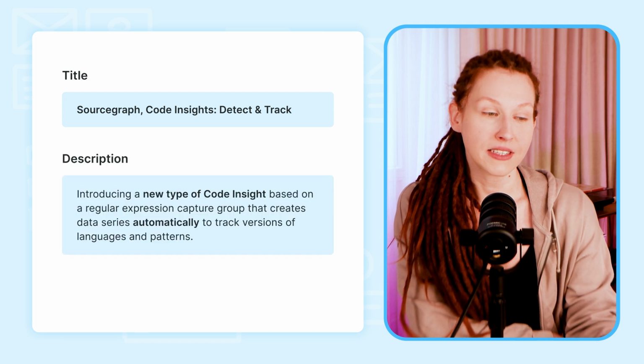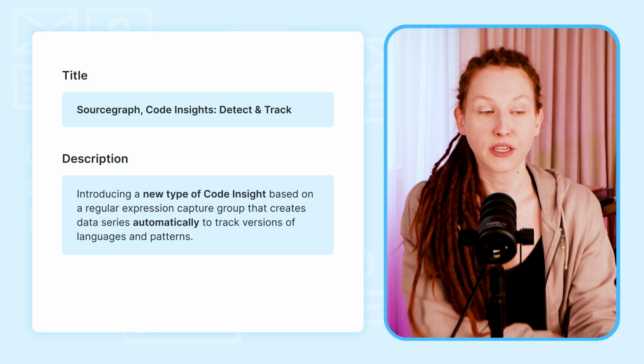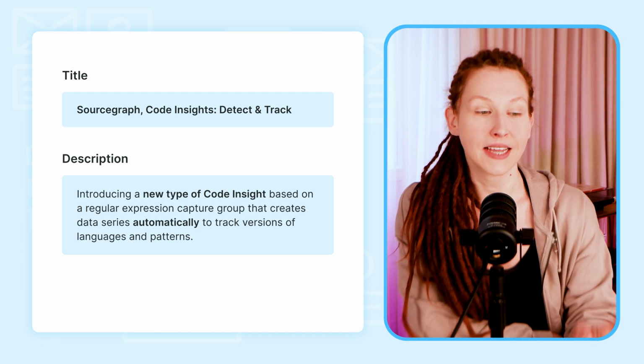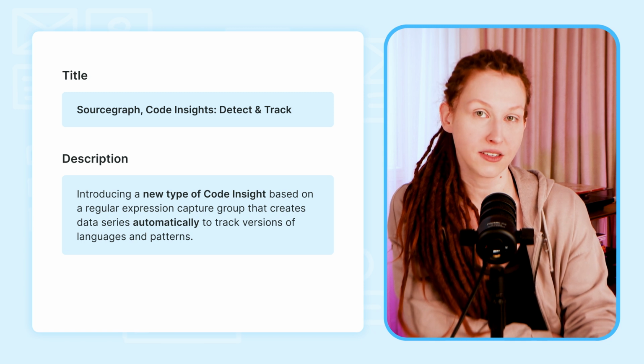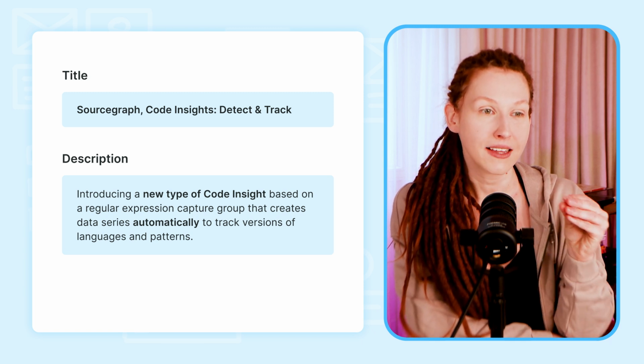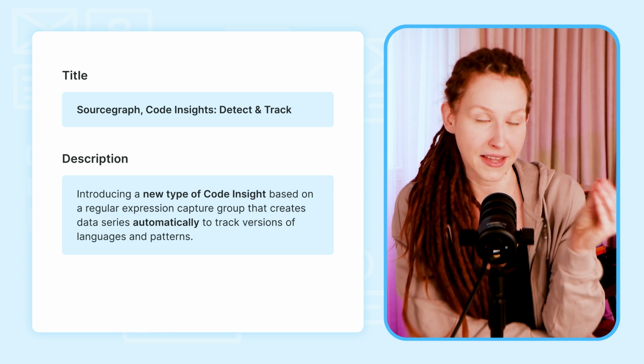And then the description says, introducing a new type of code insight based on a regular expression capture group that creates data series automatically to track versions of languages and patterns. So it explains what the project is about and what this feature does in essence. And also in the description, you can add this value-driven factor, so what we talked about, improving monthly active users or reducing some kind of metric or improving some kind of metric that was important for the project.